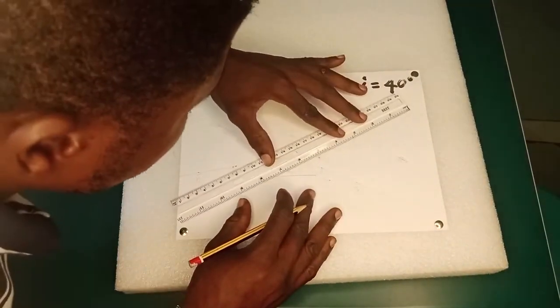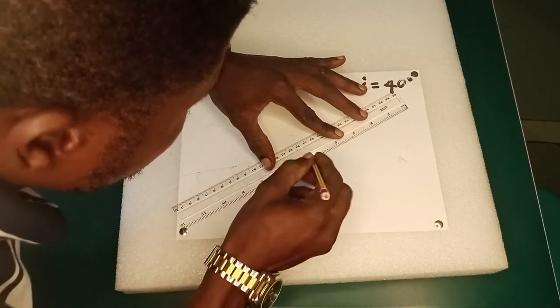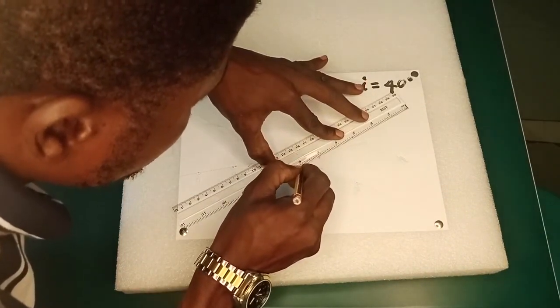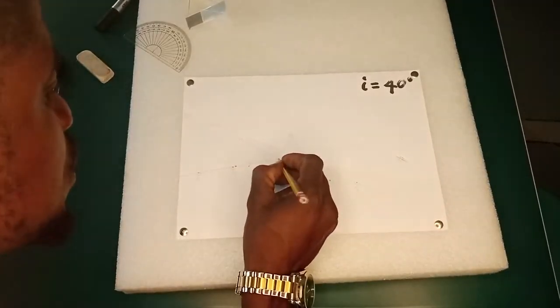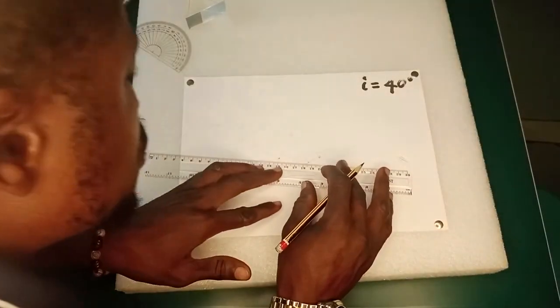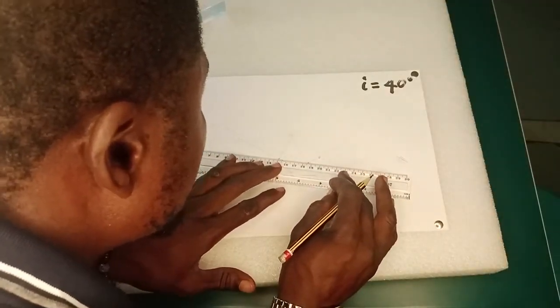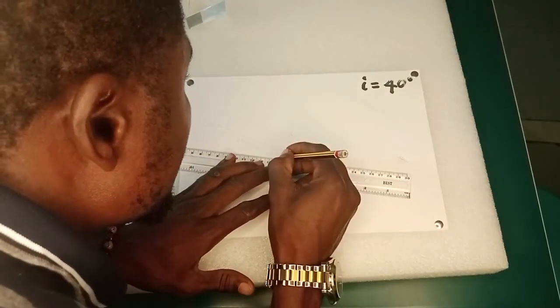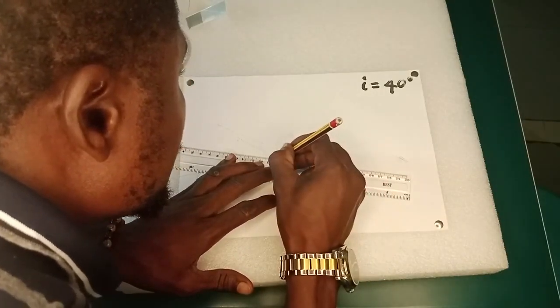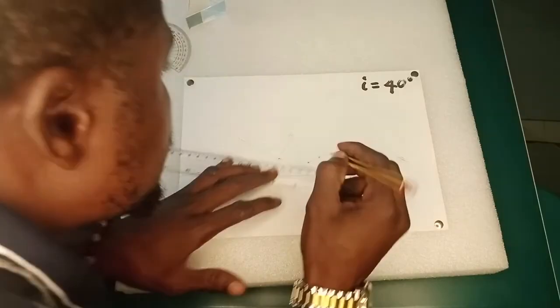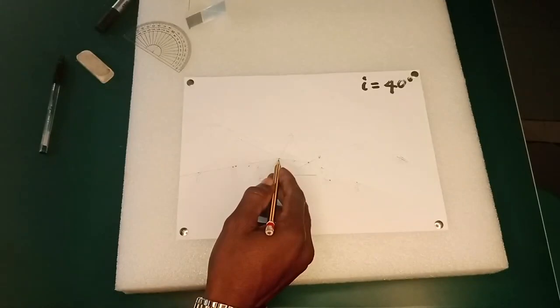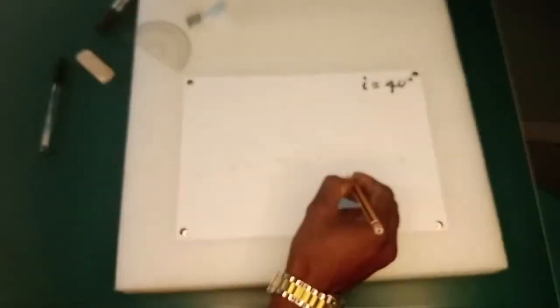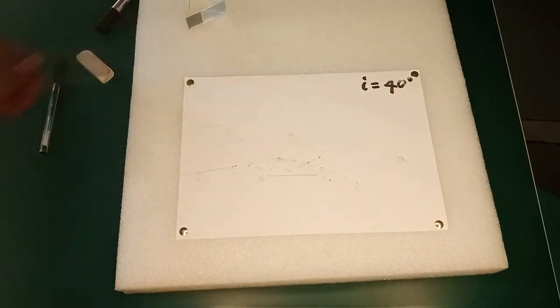So just draw something short, not too long. Good. So you have this normal and then you have this one. The next thing is to join this point and this point, which is supposed to be your refracted ray. Good. And this is your refracted ray. So the incident ray, the refracted ray, and then the emergent ray. This is how it looks.